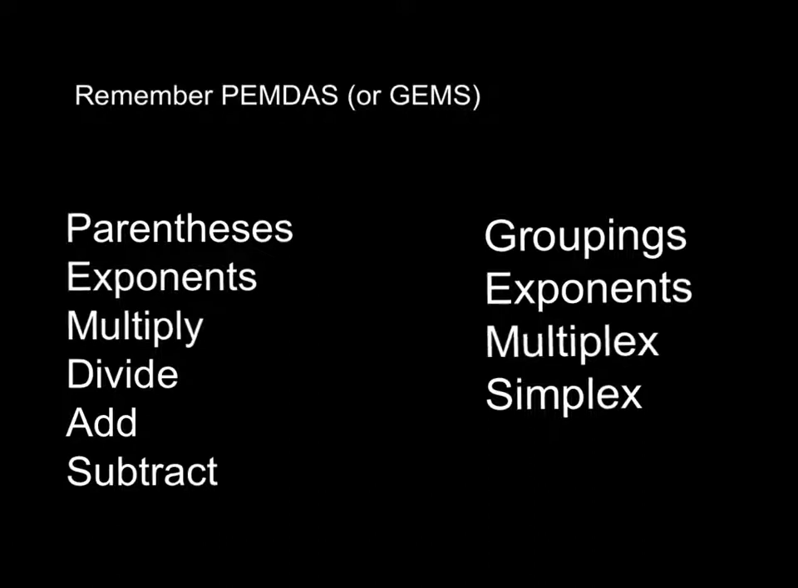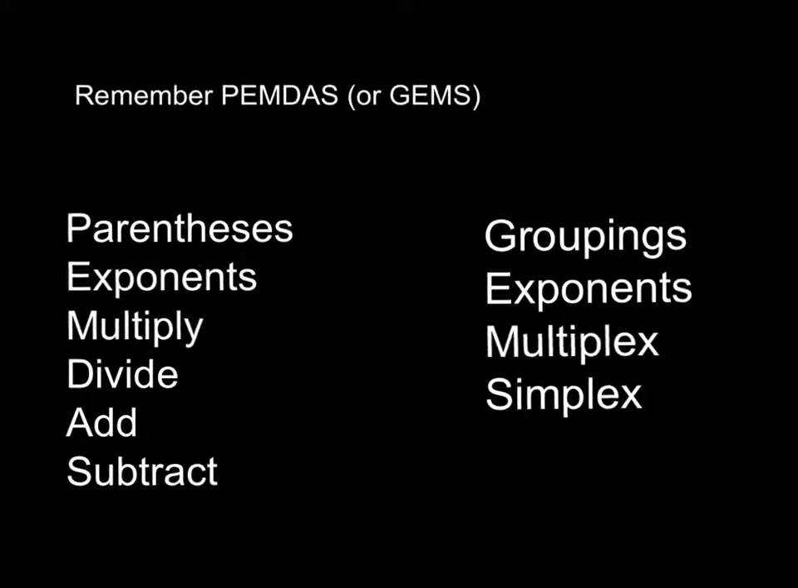GEMS is groupings, exponents, multiplex, and simplex. It sounds more complicated, but it's more inclusive. Groupings can be parentheses, brackets, braces, whatever you're doing to group something. Exponents includes powers, roots, and logarithms, which you're not going to get into until probably high school, but it's good to remember now. Multiplex is your multiplication and division, and simplex is your addition and subtraction. Okay, so remember the order as we go forward.